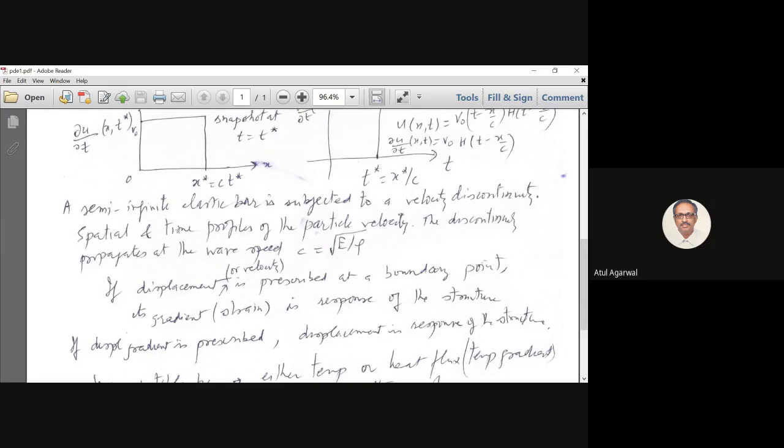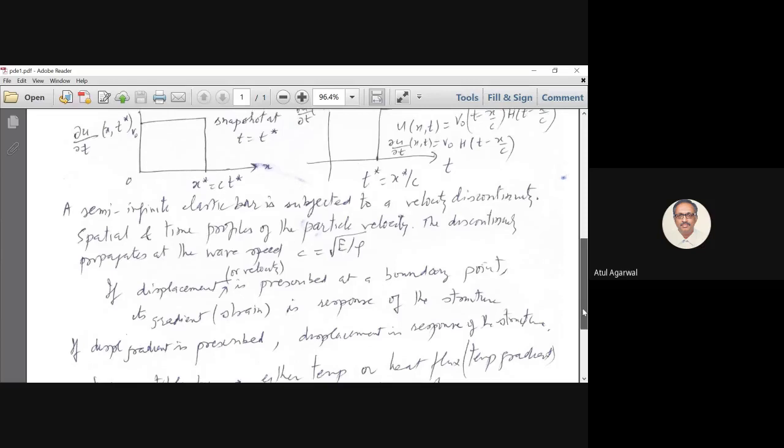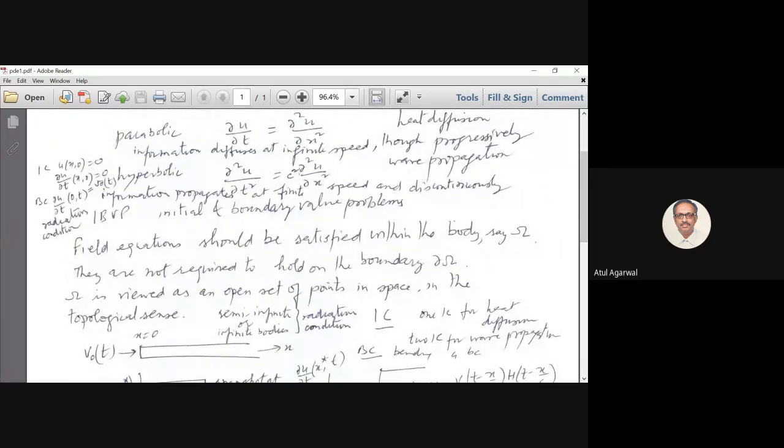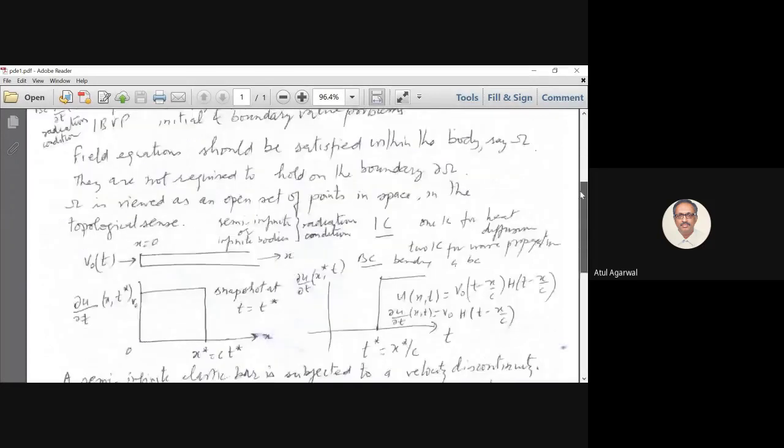So this was the case of a semi-infinite elastic bar subjected to a velocity discontinuity. We have seen spatial and time profiles of the particle velocity, and the discontinuity propagates at wave speed c equal to square root of E by rho. This you will learn later on. E is the Young's modulus, rho is the density. So c square is equal to E by rho, Young's modulus upon density.